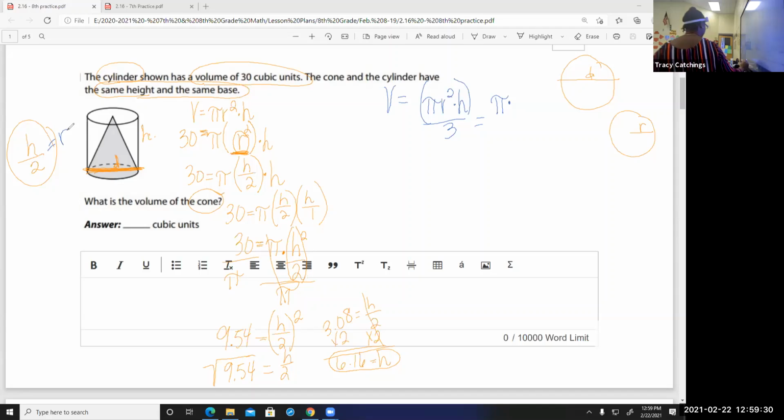What did we say the height was? Divided by 2? All right, so now we got pi times 3.08 squared times the height. What's the height? Good job. All right, somebody do 3.08 squared.